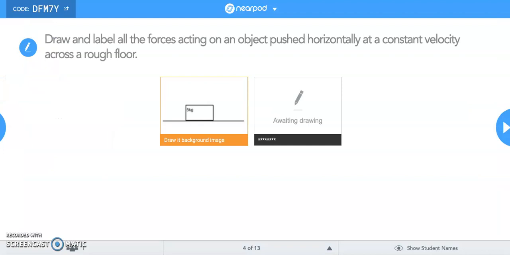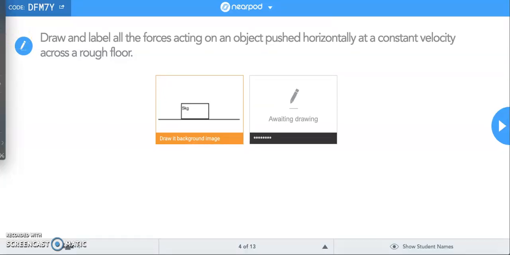Now, if we're breaking down this question, there are a few things that are in the prompt that give us clues as to what to draw. All right, so let's go through and just annotate our question. So we know that the object is moving horizontally and it's being pushed, which tells us that there is an applied force happening in the x direction. So we should absolutely have an applied force.